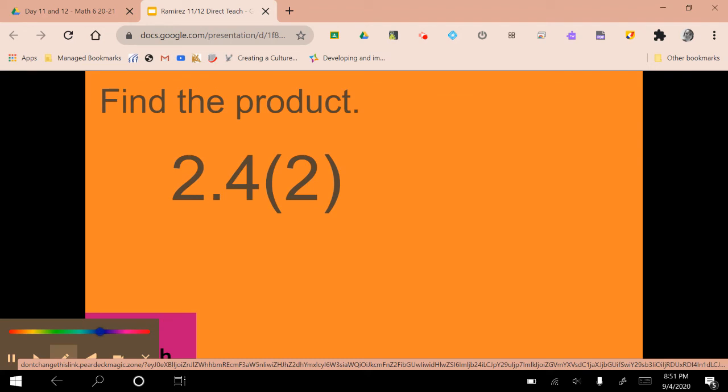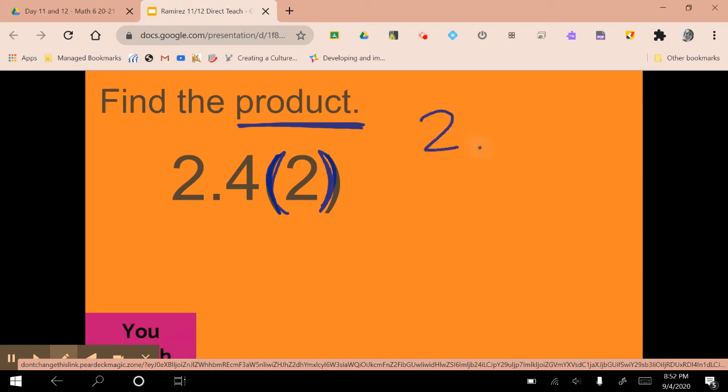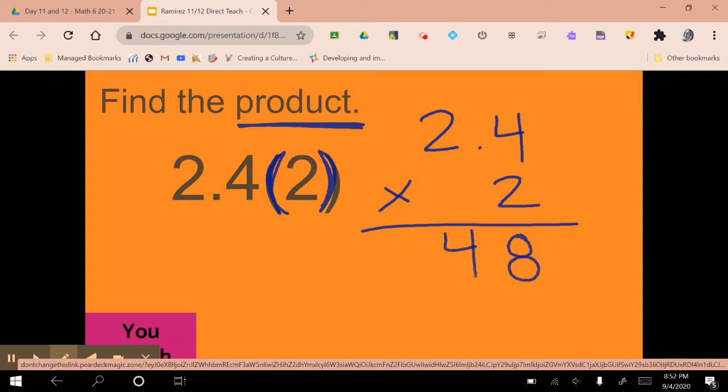Find the product. 2.4 times 2. These parentheses right here mean to multiply. So I'm going to multiply 2.4 and 2. Product also means to multiply, so whenever you see that word, you know that you're going to multiply. We're going to put 2.4 on the top because it has more numbers and 2 on the bottom. Let's multiply. 2 times 4 is 8. 2 times 2 is 4.